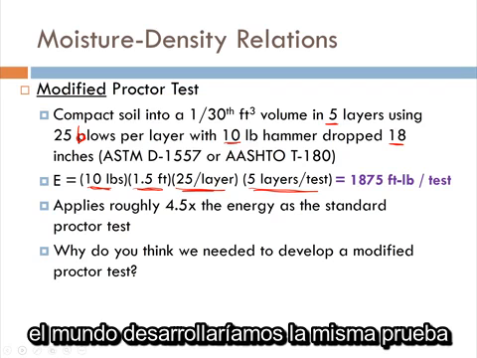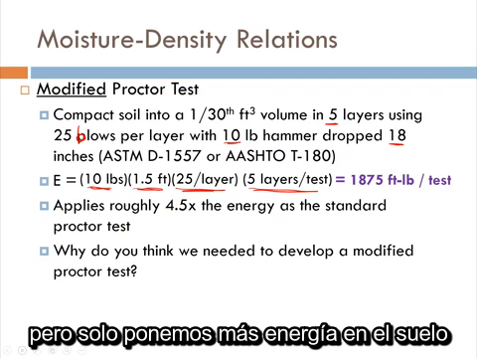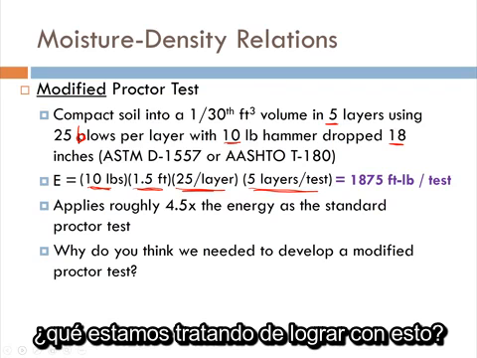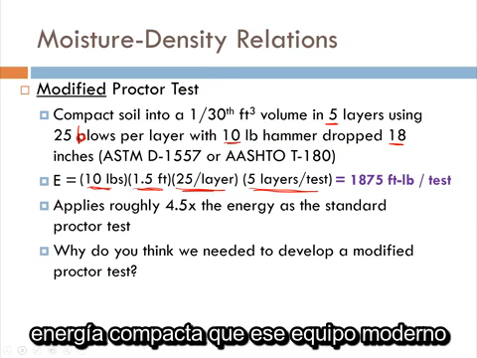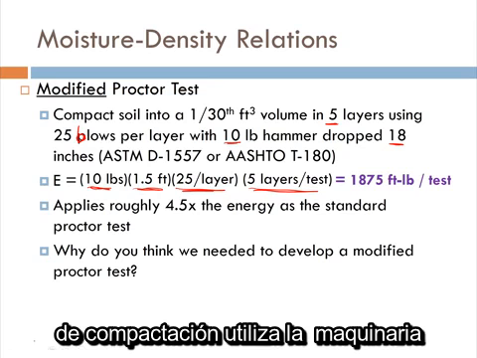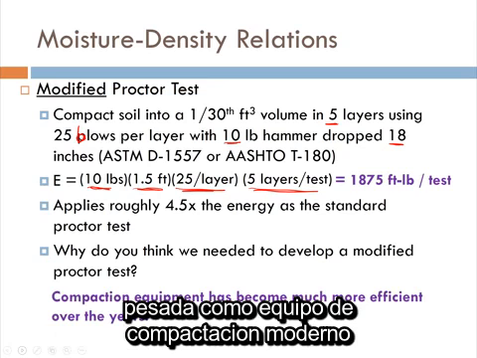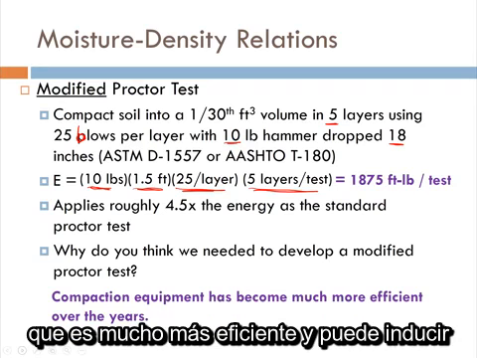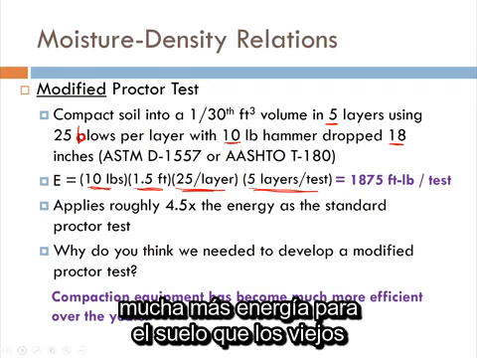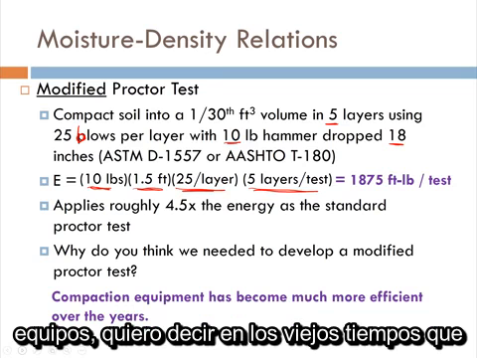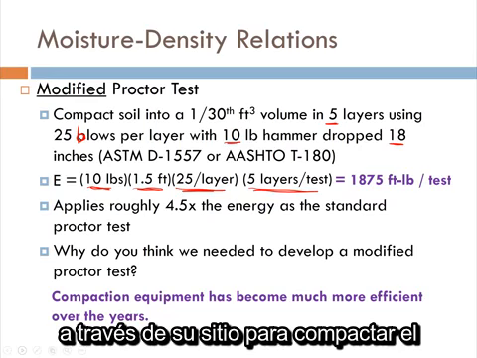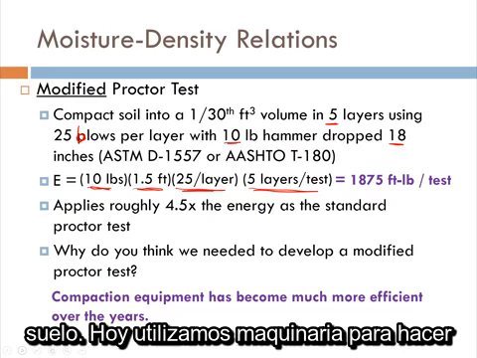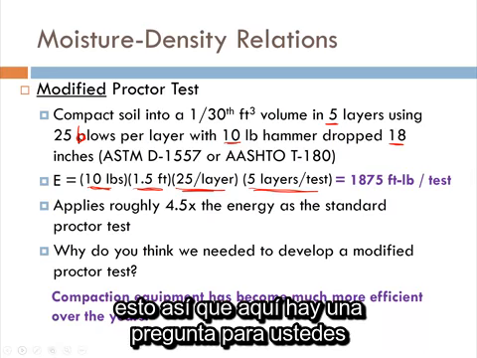So why in the world would we develop the same test but just put more energy into the soil? What are we trying to accomplish with this? Well, really what we want is to simulate the compactive energy that modern compaction equipment uses today. Modern compaction equipment, heavy machinery, is much more efficient and can deliver a lot more energy to the soil than older equipment. I mean, in the old days, they used to run herds of sheep back and forth across your site to compact the soil. Now today we use machinery to do this.